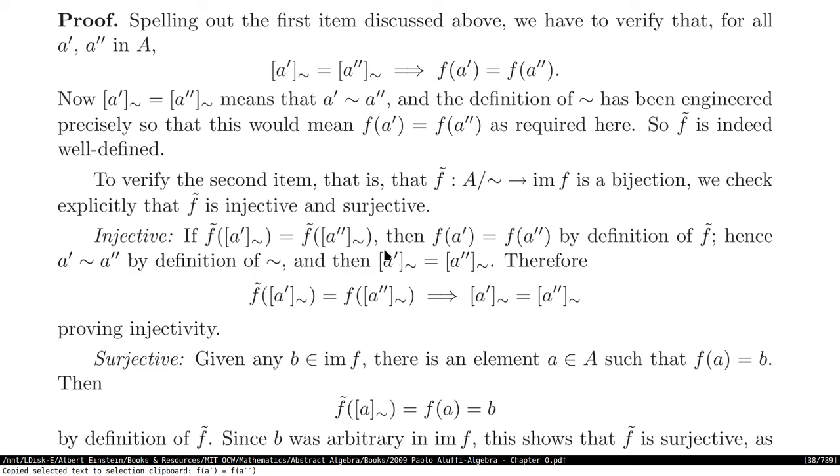So this is essentially just walking backwards, right? If we apply f tilde on the equivalence classes, we know that the elements themselves, a prime and a double prime, are equivalent under the equivalence relation. So what we showed is that the equivalence classes are equal. What this means is that it is injective, right?